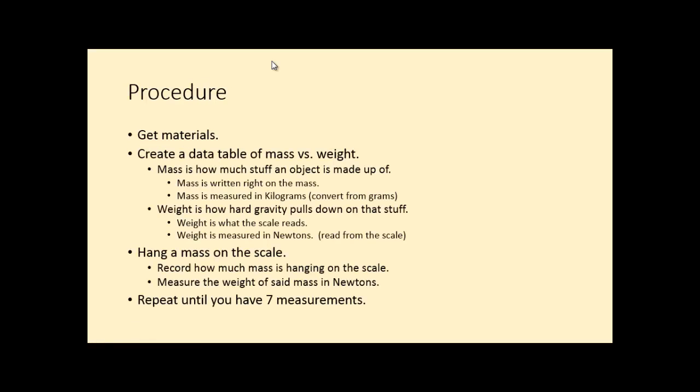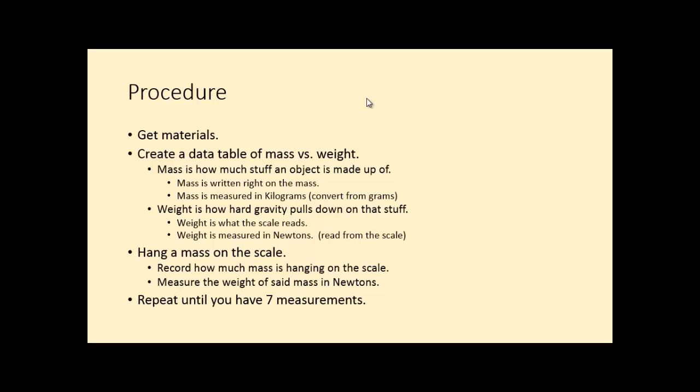Here's the procedure. Get the stuff from the back, create a data table of mass and weight. Just some quick definitions that I think you guys remember from earlier classes. Mass is how much stuff an object is made up of. Mass is written right on the mass. We're going to measure mass in kilograms. We're going to convert that from grams. Weight is how hard gravity is pulling down on the stuff inside of the mass. Weight is what the scale reads, and in this class we're going to measure weight in newtons. So read that directly from the scale.